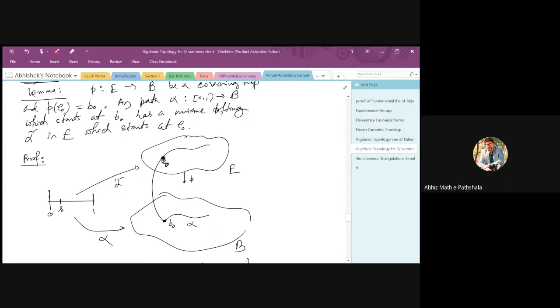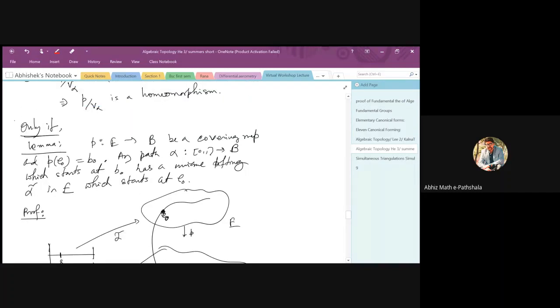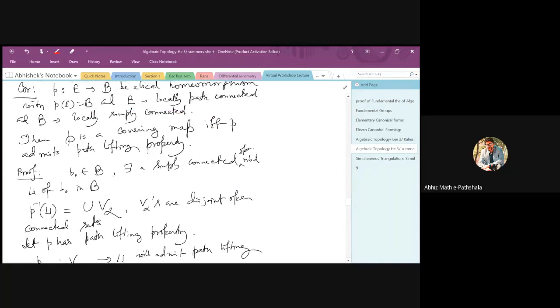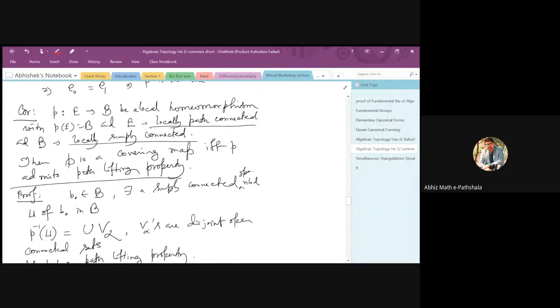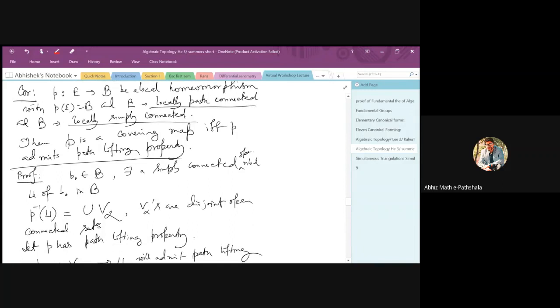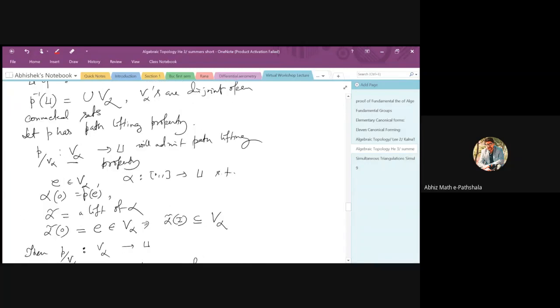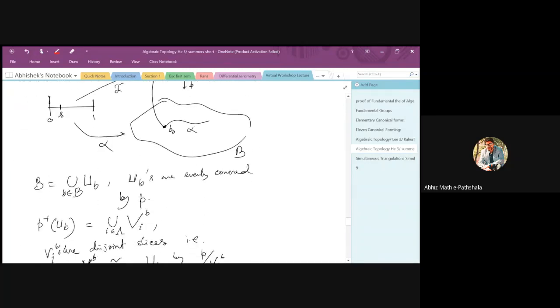So that is the lemma, and with respect to this lemma, you definitely have the only if part of the corollary, this result. Because if P is a covering map, then you definitely have this path lifting property, although you do not need these restrictions. Just take E and B, and if P is a covering map, then you definitely have this path lifting property. So in this particular case it happens, and therefore this theorem has been proved.